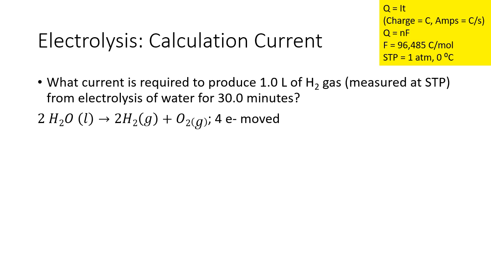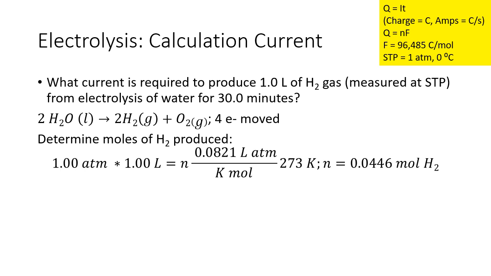We start with Q equals nF again, because we need to know the number of moles of hydrogen gas that we're making. From there, we can get to moles of electrons needed. So how many moles of hydrogen gas is that? We're going to use the ideal gas law. Yeah, it's been a while. So PV equals nRT. And here we have STP, so standard temperature and pressure is 1 atmosphere and 0 degrees Celsius. Because we have atmospheres we're going to use 0.0821 for our R. 273 is our temperature, and the rest of it came from our problem. When we solve, we get 0.0446 moles of hydrogen gas.